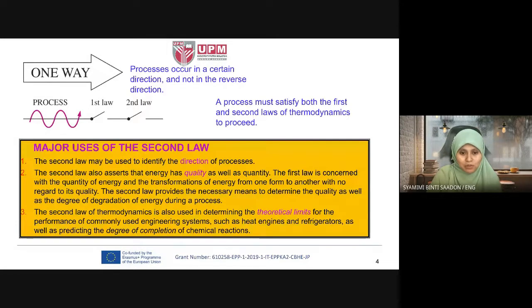The second law may be used to identify the direction of the process. So with this second law, we can identify the direction of the process, whether the heat is entering, absorbed, or rejected. So there are heat absorbed and heat rejection. With the second law, we know whether the heat is being absorbed or rejected.